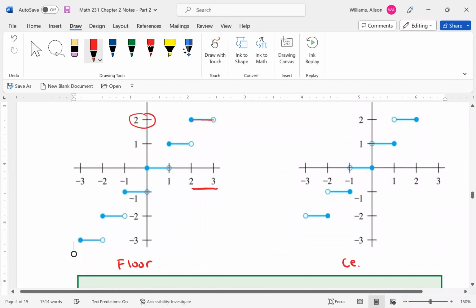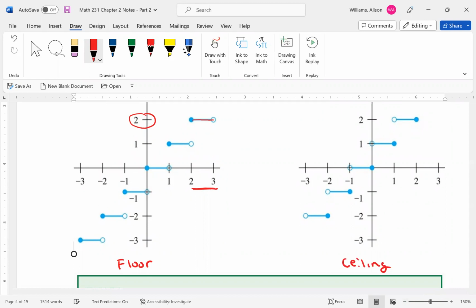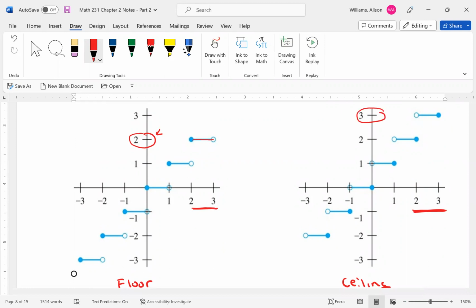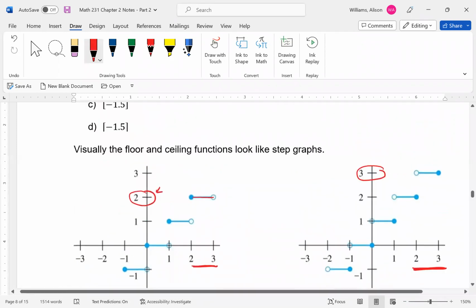And this one's the ceiling. So from 2 to 3, everything is getting rounded to 2. Over here, maybe I should have picked a different number since it's, oh, no, it is. Okay, sorry. Over here from 2 to 3, everything is getting rounded to 3 because it's the ceiling function. So when you're between the numbers 2 and 3, if you're looking at the floor function, you're going to round down. If you're looking at the ceiling function, you're rounding up.